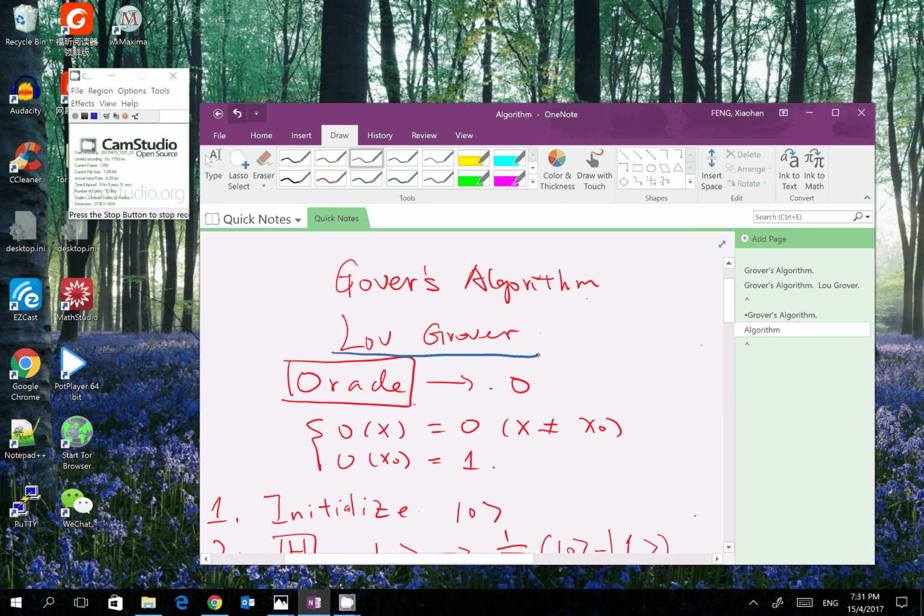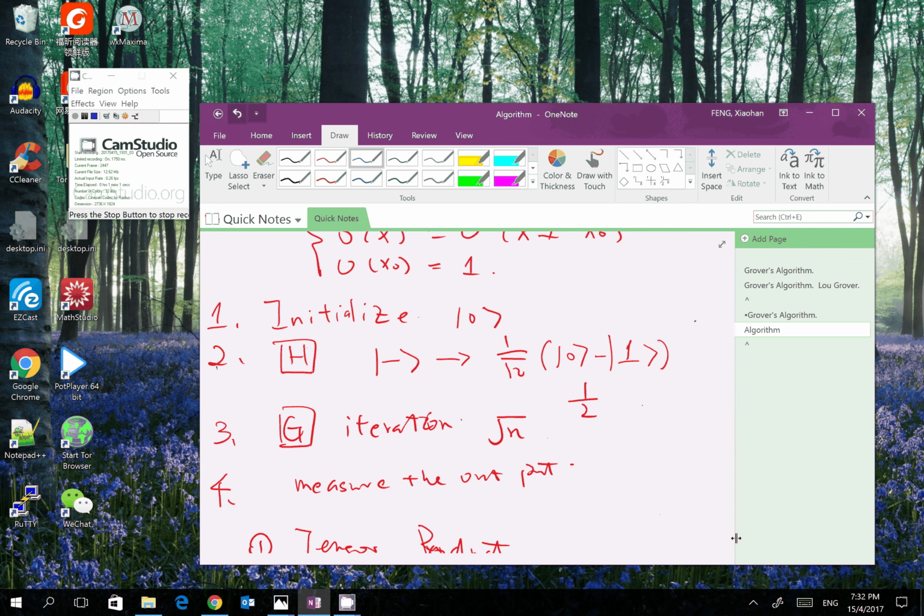Let's say if x is the solution to the search, then we have O(x0) equal to 0. When x doesn't equal x0, O(x) equals 1. The procedure is very simple. First, initialize the input to be the all-0 state. Second, you apply the Hadamard gate to the input to change it into the minus state, which is just a superposition of the 0 state and 1 state, with the same probability of 1 over 2.